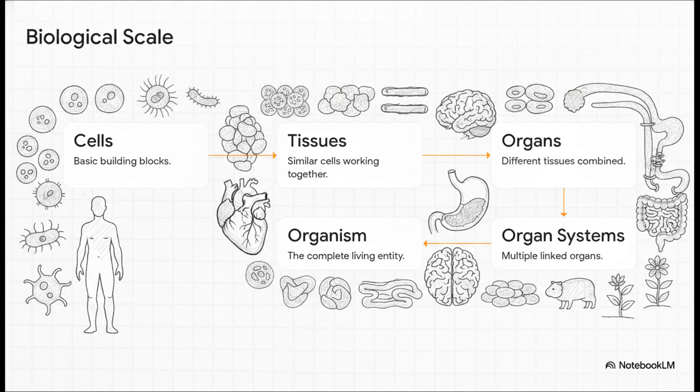So when we put it all together, we get this complete, crystal clear picture of our micro to macro journey. It goes like this. Step 1, the basic building block, cells. Group those similar cells together and you get step 2, tissues. Combine different tissues and you level up to step 3, organs. Link multiple organs together for step 4, organ systems. And finally, package all those systems into one living entity and boom, you arrive at step 5, the complete organism. It is literally a spectacular compounding of scale.